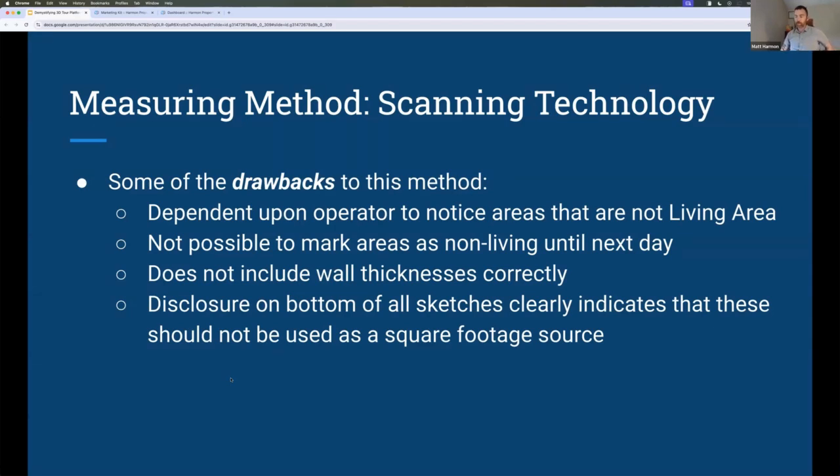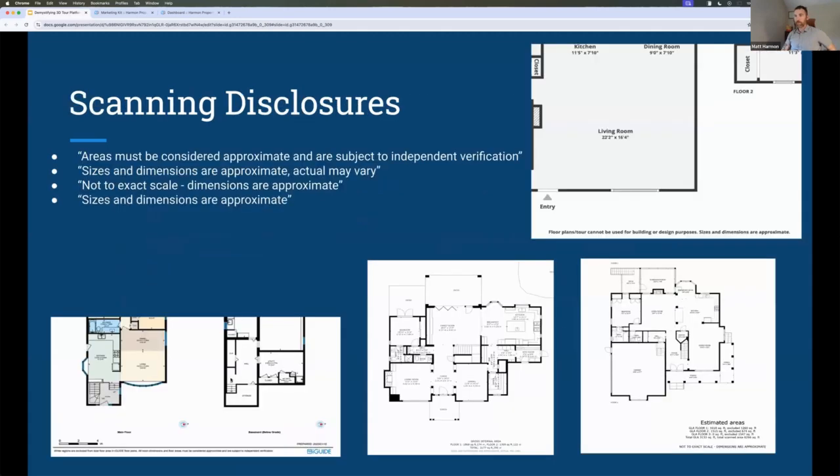And then the last thing is there is a disclosure on the bottom of all of these sketches that indicates that they should not be used as a square footage source. We'll take a look at what these look like. You may remember in one of the disciplinary actions, someone got disciplined because the sketch they had said it's approximate, it needs to be verified. They didn't verify it, and so they got disciplined when it had an error.